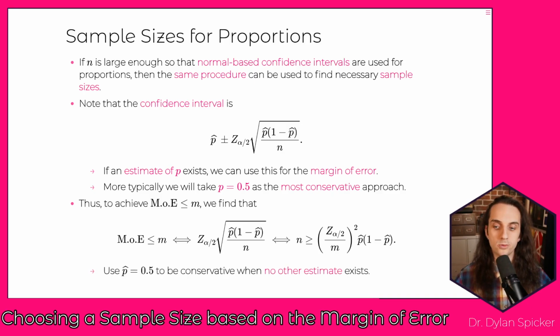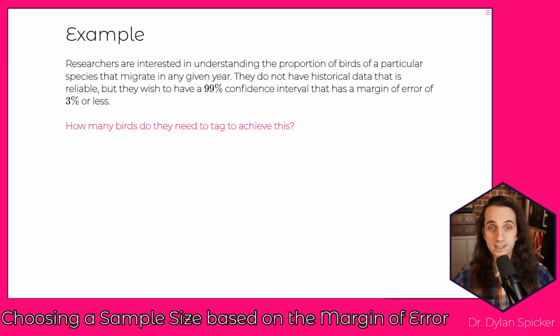So use p hat equals 0.5 to be conservative when no prior estimate exists. Otherwise, the procedure is much the same. So we can take a look at an example just to make sure that that actually makes sense.